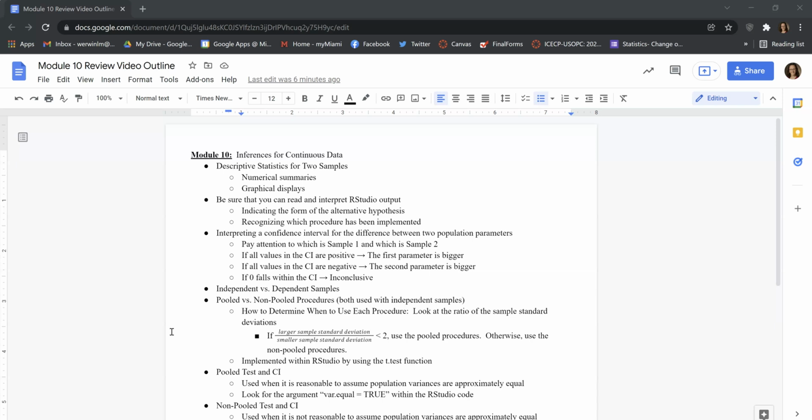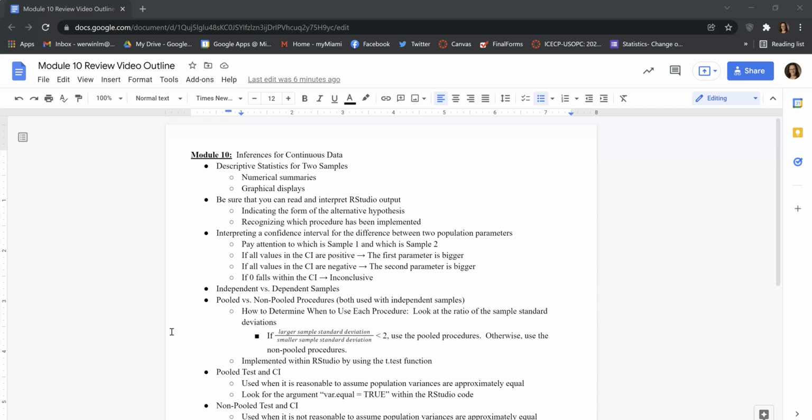The big picture idea in this module is that we looked at how to compare the means from two or more samples. First, we looked at descriptive statistics for two samples. I showed you some basic numerical summaries and graphical displays that can be used to gain insight into your data when you have more than two samples. In real life, when working with real data, you'll often have much more than information regarding a single sample, so it's important that you understand how to summarize data that is bivariate in nature, or just more than one sample.